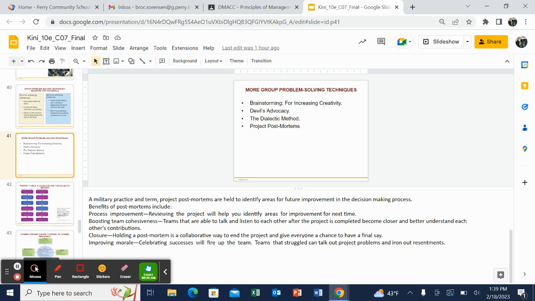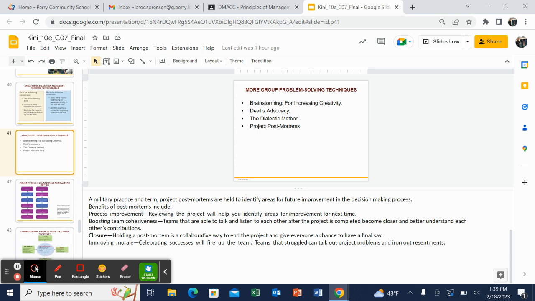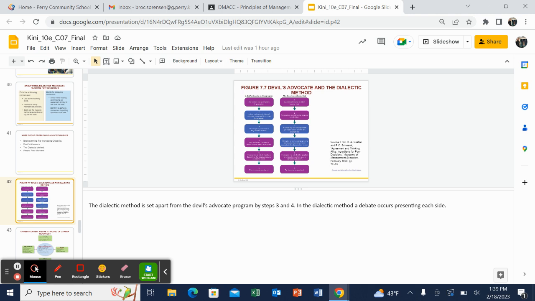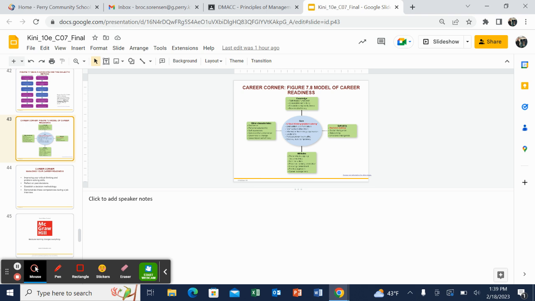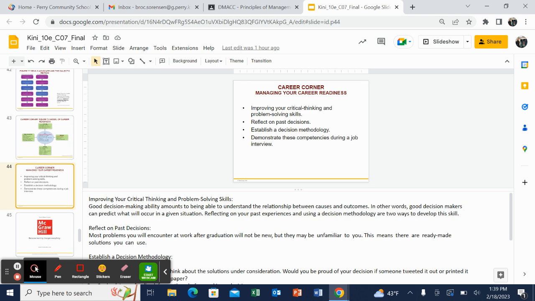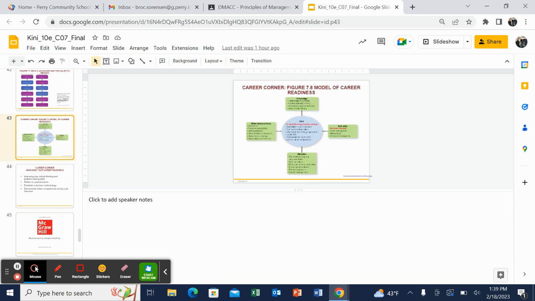So I encourage you to read up on those a little bit in terms of what those problem-solving techniques can do. I think most of you can probably figure out what they mean just based off of their phrasing and wording. Figure 7.7, take a look at that on page 303. You can look at the devil's advocacy method and the dialectic method, just some of the steps for both of those. And then ultimately, we take a look at 7.8 in your career corner. So make sure you read through those.